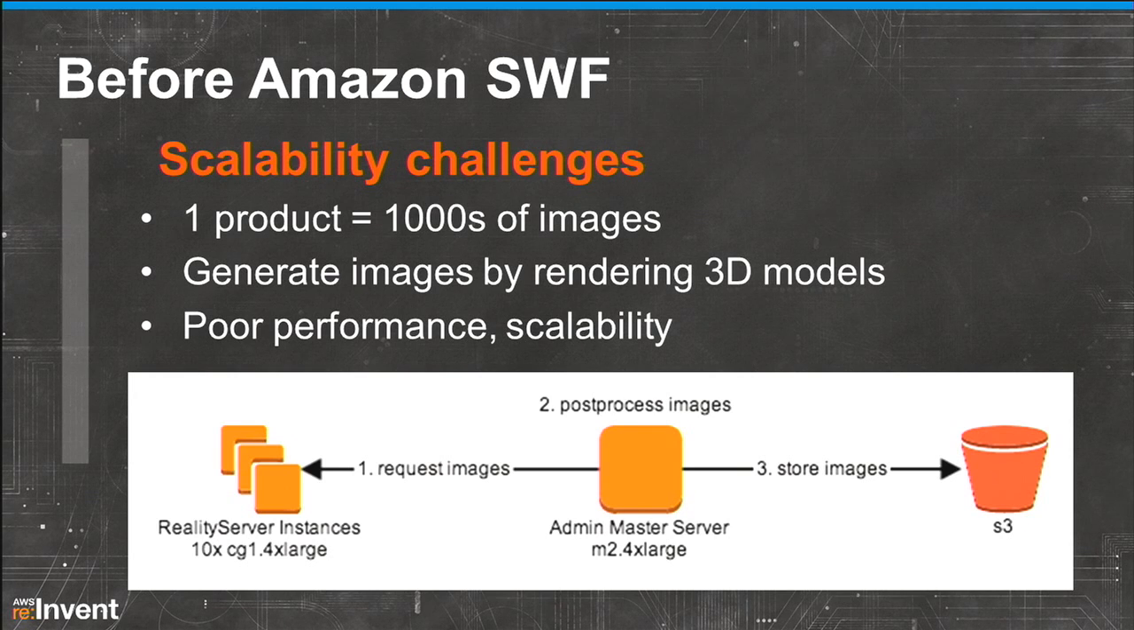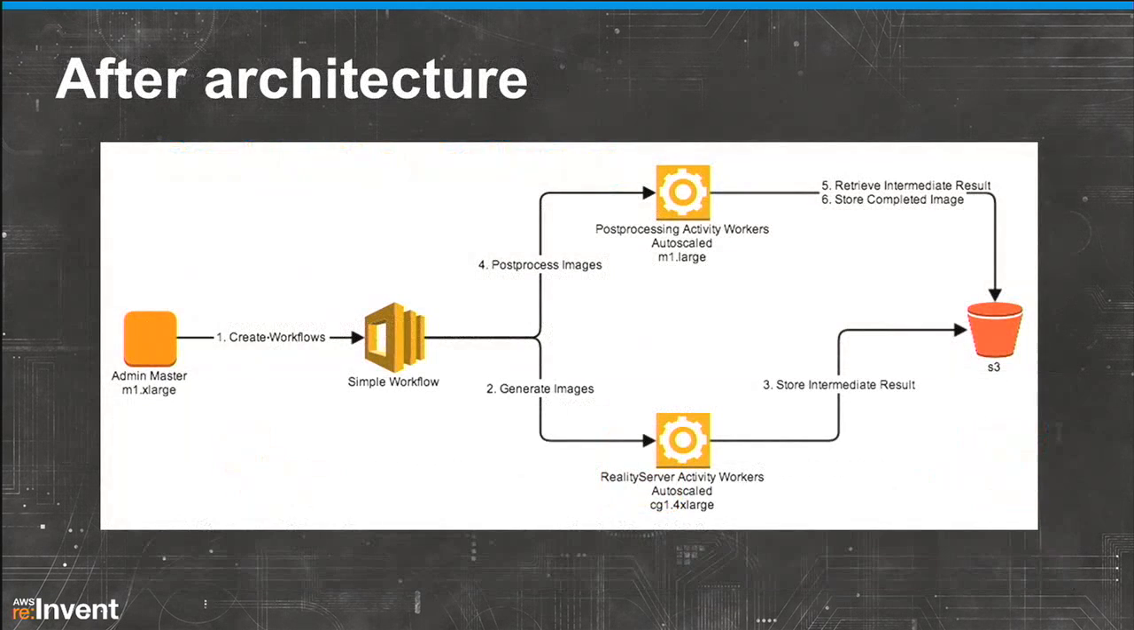Under load, this became problematic for them. A single product represented 1,000 images, and this led to poor performance and scalability, and in some cases, many, many hours to process a single product SKU. After Simple Workflow, they've been able to parallelize both the 3D rendering as well as the post-processing of those images.